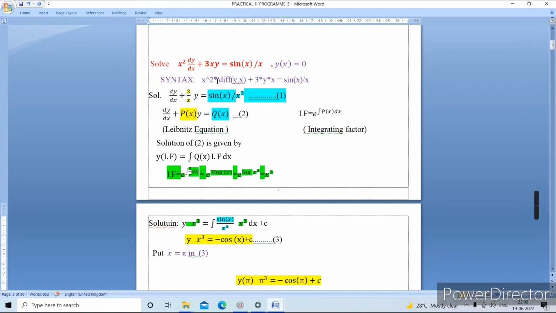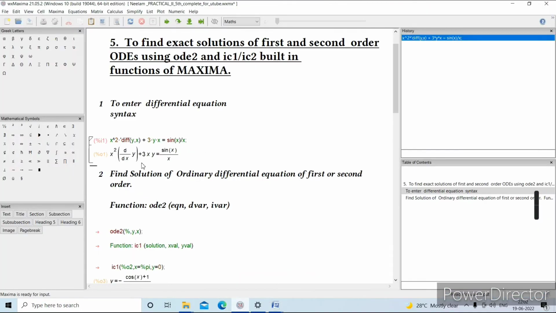x here. Okay, here you will write the star, and star is on key 8. So shift and press 8, you will obtain the star. So enter this. I already entered this. I have shown in input 1. Now what is the syntax to find the solution of this differential equation?